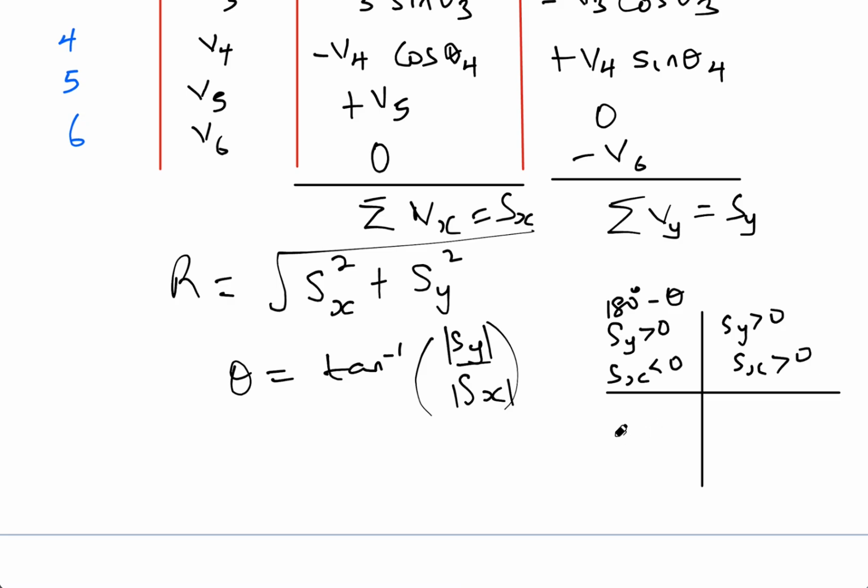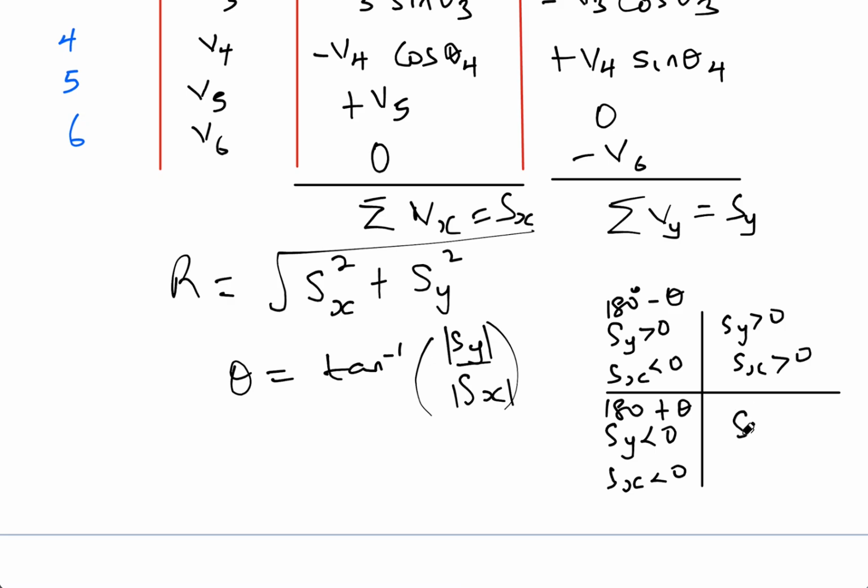The other one is if both of them are negative, your y component is negative, your x component is also negative. What will you do? After you have gotten the theta, all you have to do is add the theta to 180 degrees. So you have 180 degrees plus theta. That is what you will do, because if both of them are negative, that means whatever angle you get here is formed with this. So you add it to 180.